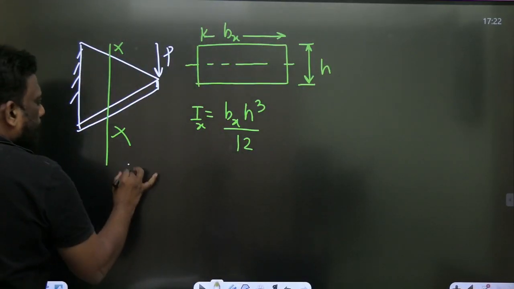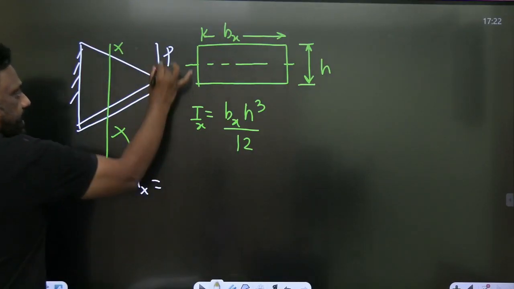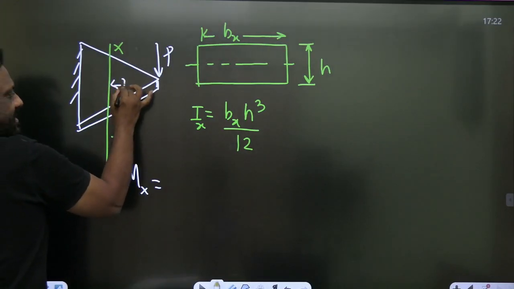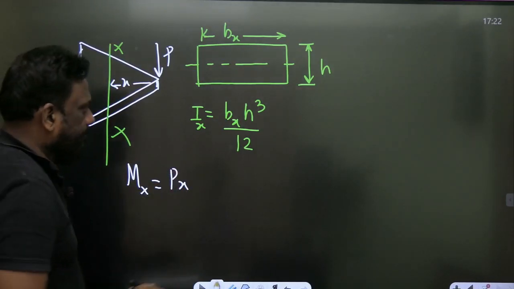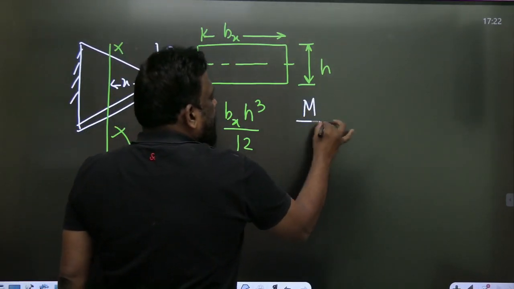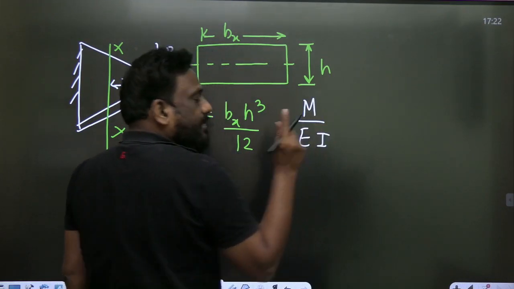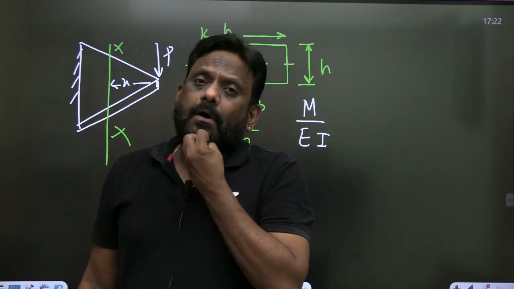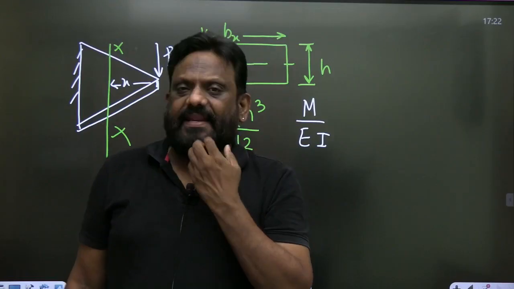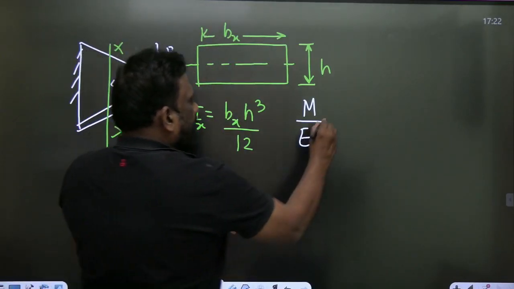So what will be the moment at any section x sir? It is P into x. This distance is x. Let us calculate M by EI, क्योंकि मैं क्लास में बताया था, whenever you have a variable moment of inertia, go for moment area method. M by EI.